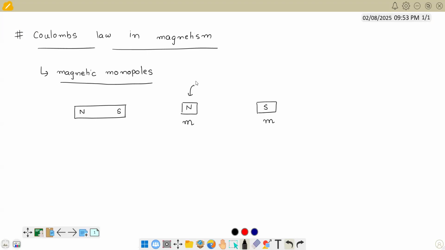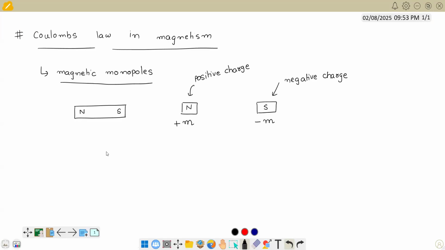Our north pole will behave like a positive charge and our south pole would behave like a negative charge. Then the magnetic pole strength here would be plus M, and here it would be minus M.